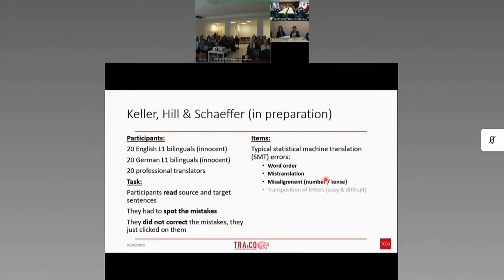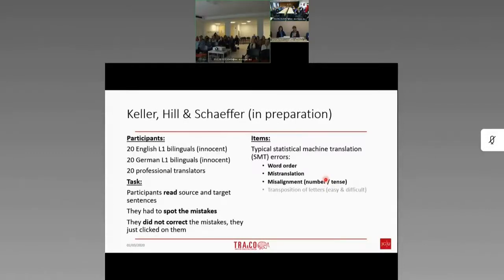So I told you I would give you some background. This is a study which we actually did a while back when SMT was still state-of-the-art. But it's interesting in terms of the context and also to understand the results here at the DGT. We had 60 participants: 20 innocent English bilinguals, 20 German innocent bilinguals, and 20 professional translators.